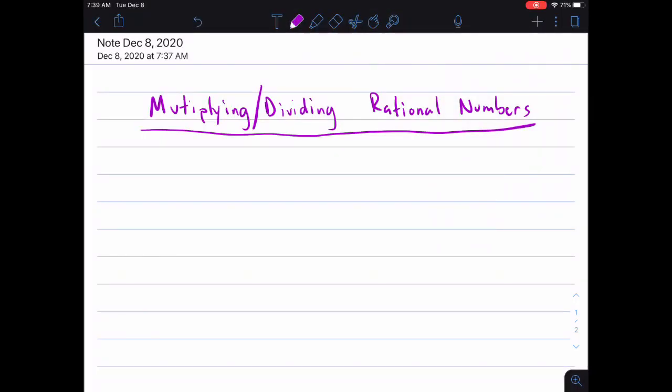Alright, today we're going to talk about multiplying and dividing rational numbers.